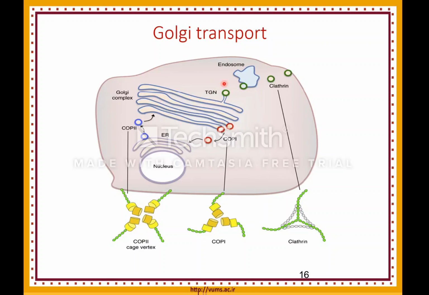And finally, the vesicles that have matured and should be transferred from the Golgi apparatus to other parts of the cell, such as lysosomes, mitochondria, or the cell membrane, separate from the Golgi and transfer to other parts.